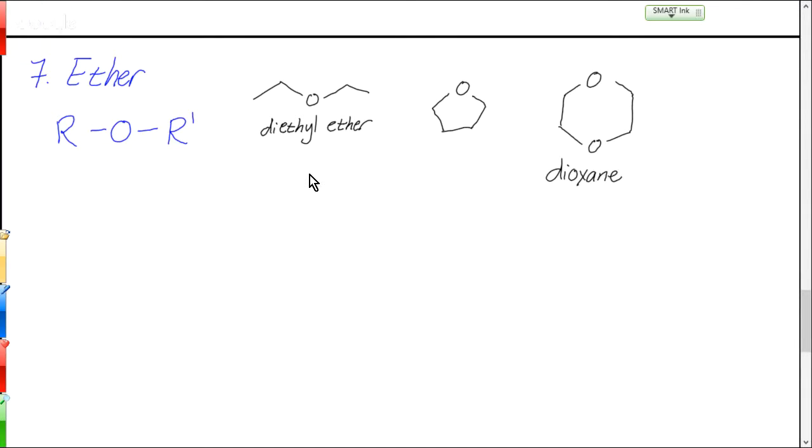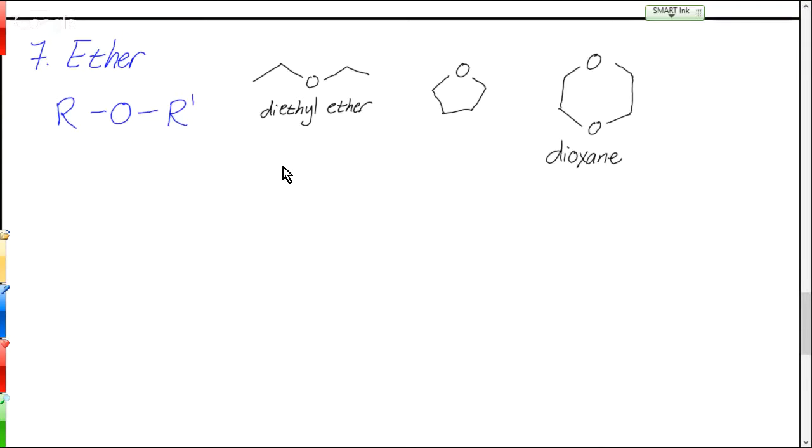Ethers now are mostly used in lab for solvents because they are a little bit polar, but not really. Because they evaporate easily, it's easy to separate your product from whatever you dissolved, because you can just let it evaporate and then you've got your stuff back. And they're pretty unreactive.